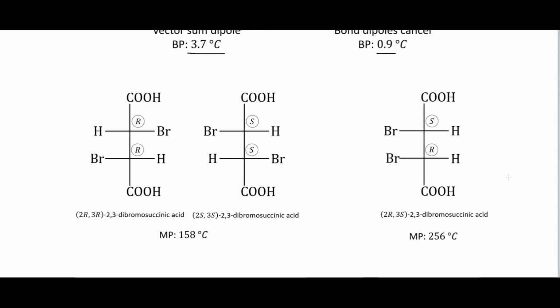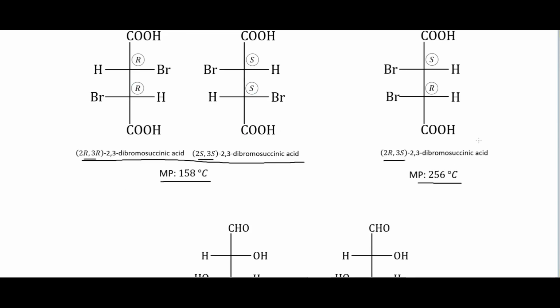Then if we look here at these 2,3-dibromosuccinic acid, when we have these two here, these are enantiomers of each other, and so we see that these both have the same melting point of 158 degrees Celsius. But then when we have the diastereomer of them, so this one is 2R,3R, and the other enantiomer is 2S,3S, and the diastereomer is 2R,3S. Or it could be 3S,2R, those would be the same thing. For this 2,3-dibromosuccinic acid, our melting point actually goes up by almost 100 degrees Celsius, and so it's a pretty significant increase in the melting point. So the change in physical properties between these diastereomers is quite significant here.